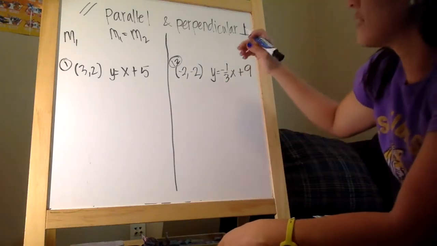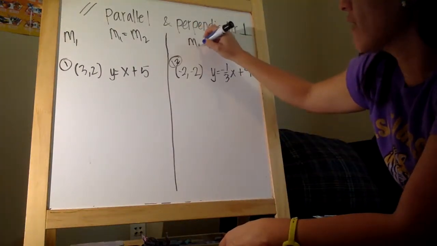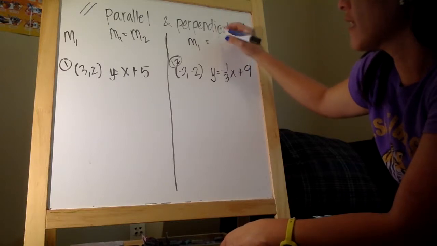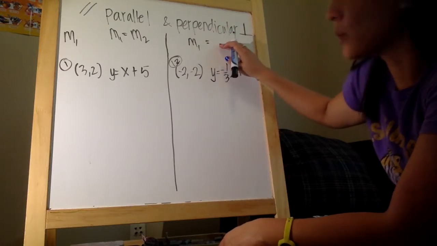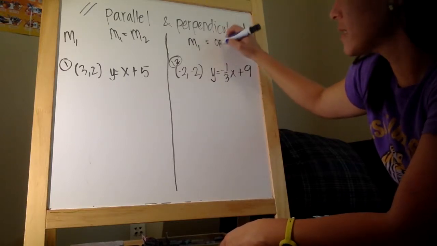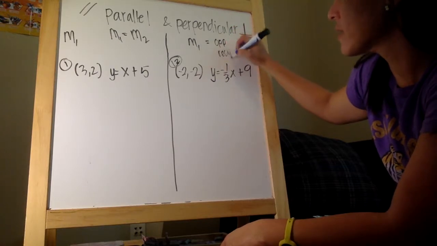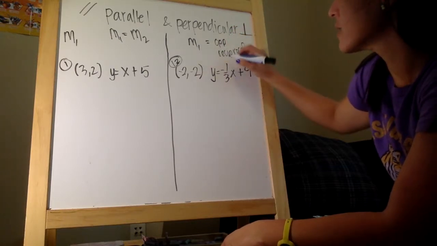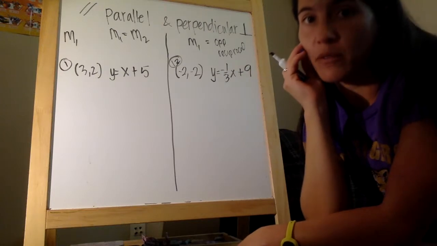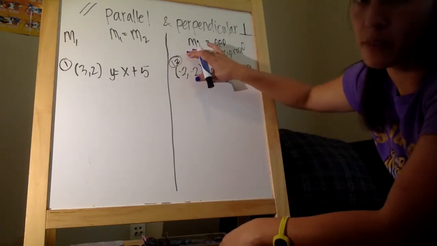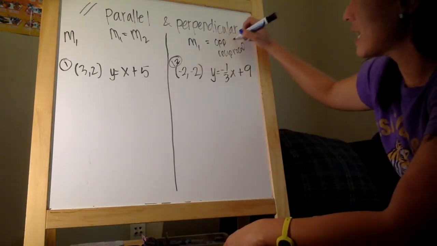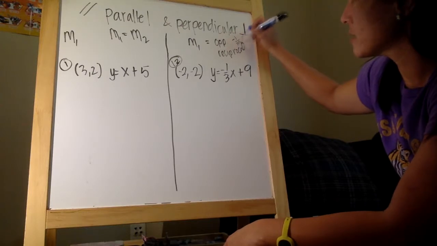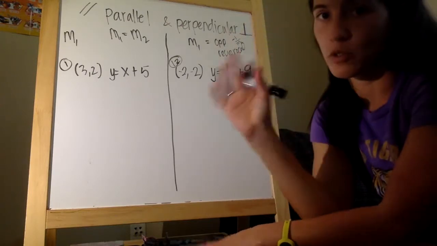Perpendicular slopes are a little bit different. If you have m sub 1, then m sub 2 is going to be the opposite reciprocal. If your slope was m sub 1, then it would be negative 1 over m sub 1, the opposite reciprocal. So you're going to flip it.